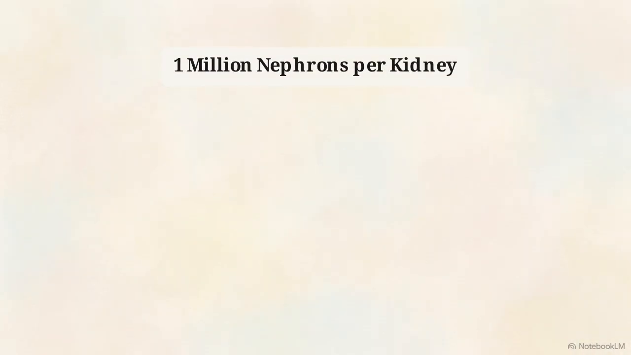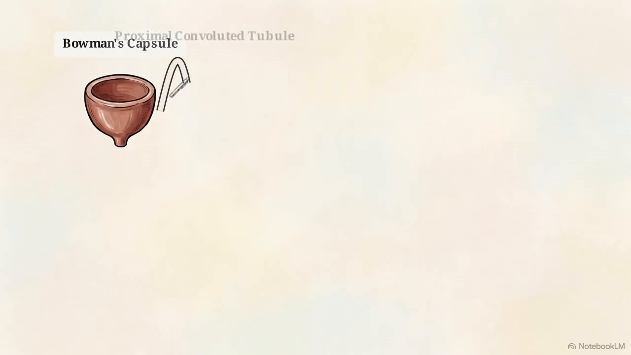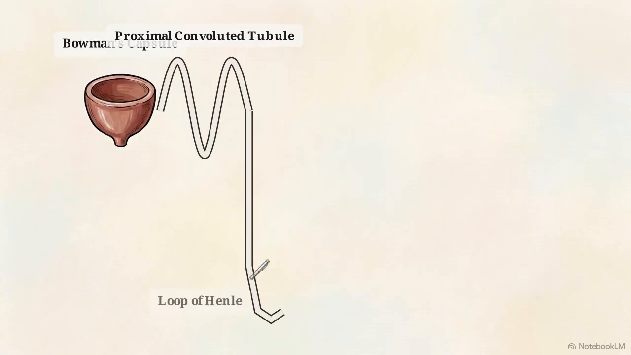Each kidney contains about 1 million functional units called nephrons. The nephron is a continuous tube starting with the cup-shaped Bowman's capsule, leading into the proximal convoluted tubule, dipping down into the loop of Henle, and rising into the distal convoluted tubule. Multiple nephrons empty into a single collecting duct.